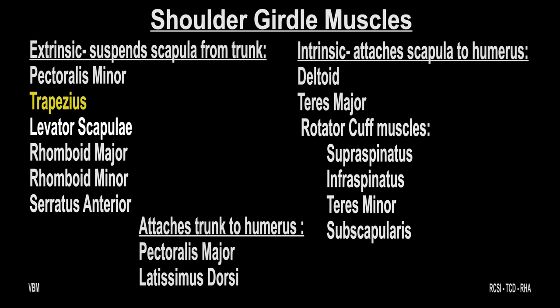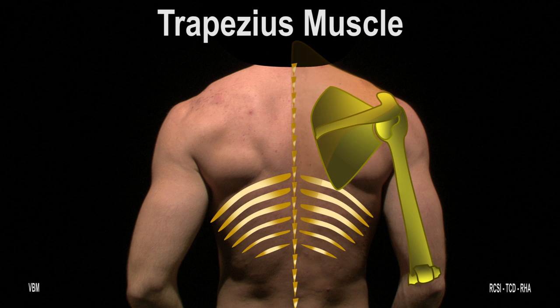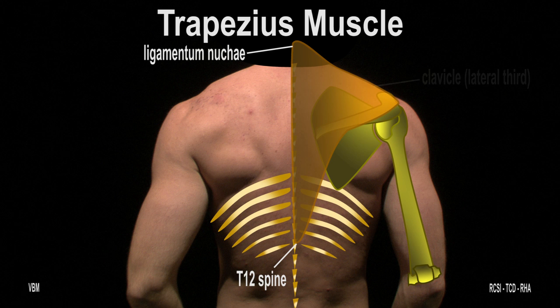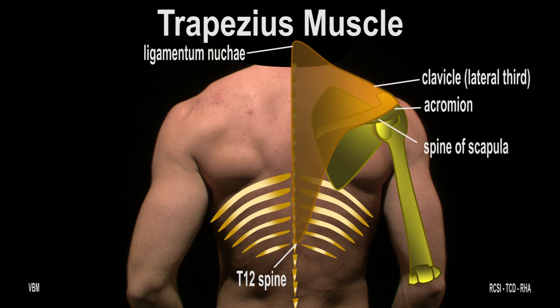Trapezius muscle. The trapezius muscle suspends the scapula from the trunk. The trapezius muscle arises from the medial third of the superior nuchal line, the ligamentum nuchae, the spinous processes, and the supraspinous ligaments down to T12. It inserts to the lateral third of the posterior border of the clavicle, the acromion, and the superior lip of the spine of the scapula.